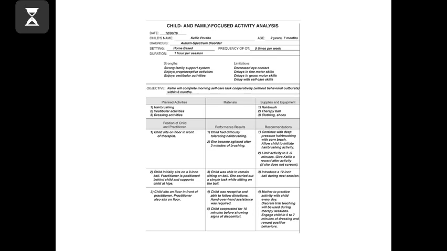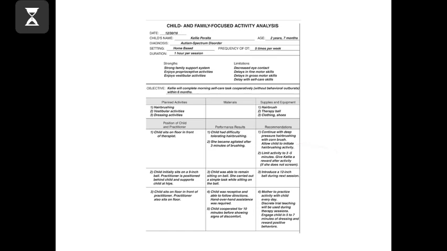So remember in this plan, they talk about the position of the child. Here they say the child sits on the floor in front of the therapist. In this approach, they also identify the performance results and they comment on that. So the child had difficulty tolerating hair brushing and became agitated with brushing after 3 minutes. And so the recommendations based on the performance results, they're creating some recommendations. And those are to continue with deep pressure hair brushing with a corn brush, allow the child to initiate the hair brushing activity, and limit the activity to 3 to 5 minutes.